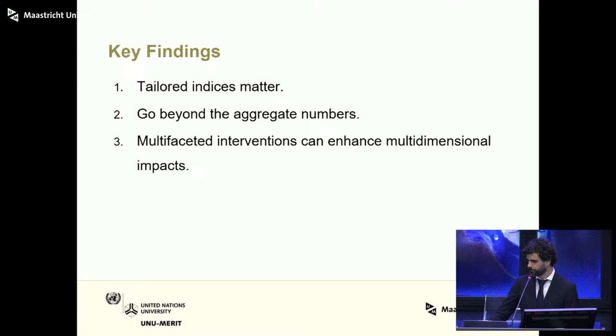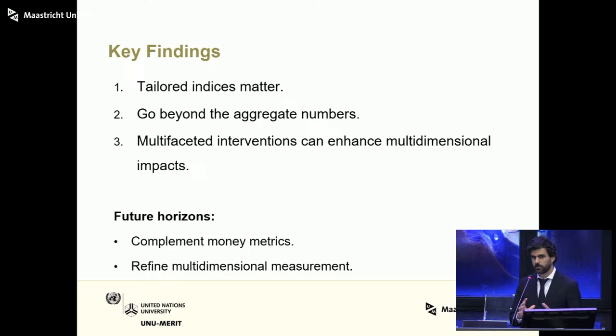And then thinking about the future, we consider that, based on the evidence provided by this research, multidimensional measurement can be quite useful for informing policy in terms of assessing the impacts of development and anti-poverty programs. However, it should not replace monetary metrics. It should actually complement it.